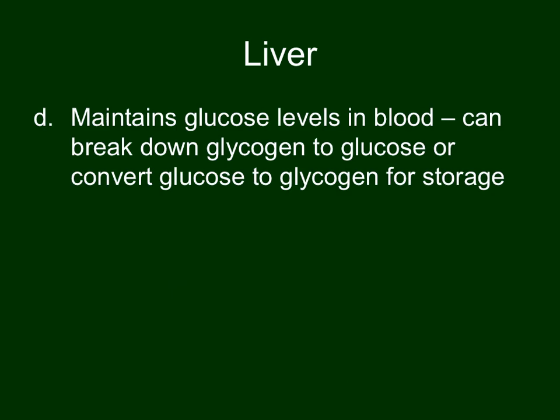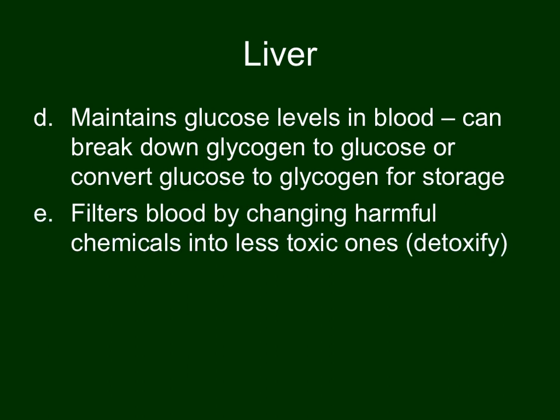It also plays a role in maintaining your blood glucose levels. It can break down glycogen to glucose to put it into the bloodstream, or it can actually pull glucose out of the bloodstream and convert it into glycogen for storage within the liver itself. It is one of the filtering locations for the body that we talked about earlier. We mentioned very briefly with the lymphatic system, with the spleen. So it does filter blood, and what it does is it changes harmful chemicals into less harmful ones that can be eliminated by the kidneys. So it actually helps to detoxify our blood.